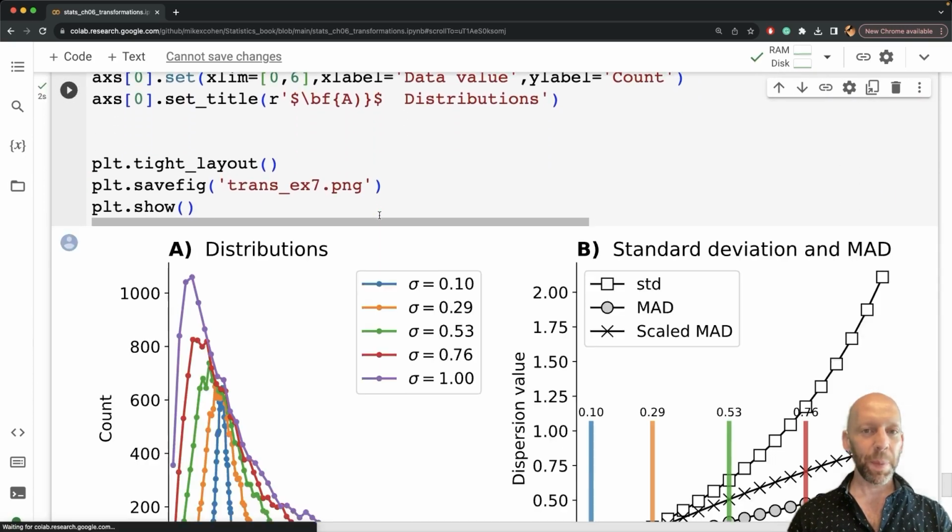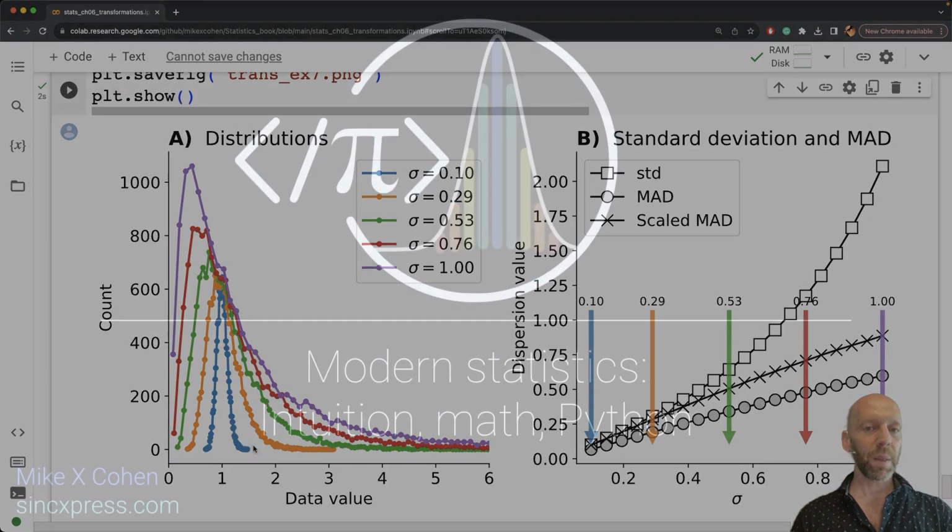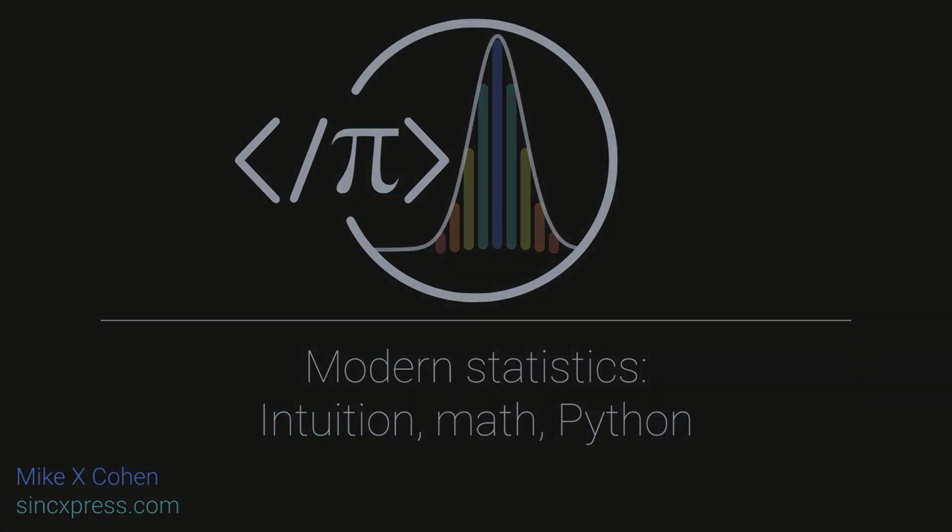Okay, so here you see the plots again, and I don't have much else to say besides what I've already said. Basically, the idea of scaling the median absolute differences is that it looks more like the standard deviation. It's numerically closer to the standard deviation for data distributions that are approximately normal.